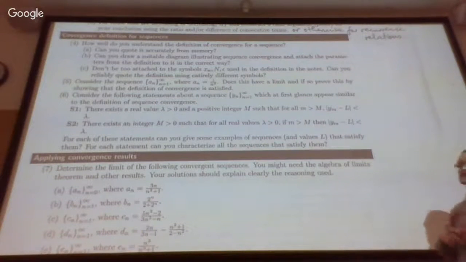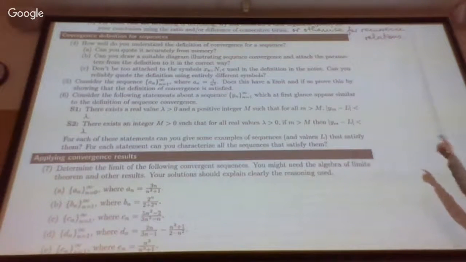And for S2, think about all the sequences that might satisfy S2. Can you characterize them? Say what kind of features they have. The sequences that satisfy the formal definition of convergence, the one in definition 1.6, are all the convergent sequences. They are all the sequences that get closer and closer to some final limiting value L as you go further and further out the sequence.